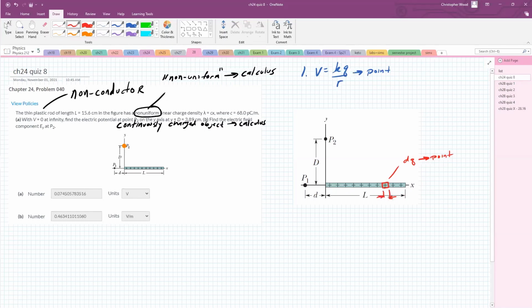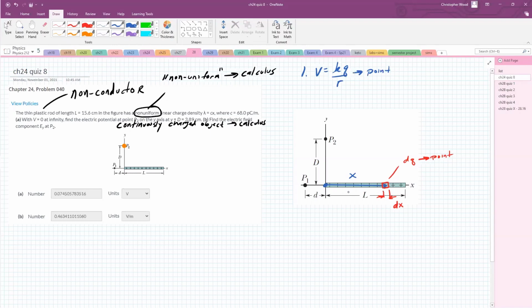Maybe I would call it dy if it was lying across the y-axis, or dr if it was an arc element. But here, dx seems to be the best name because it's lying along the x-axis. So my point has a name. It's dq. It's point sized. It has a size. It has a location. Here's the location of the sample element. Where is it? It's x away. It's at a location x because this is the origin.